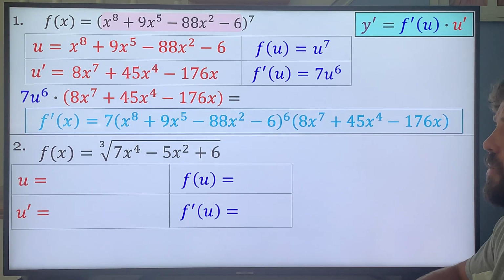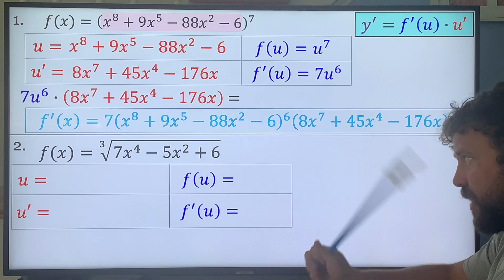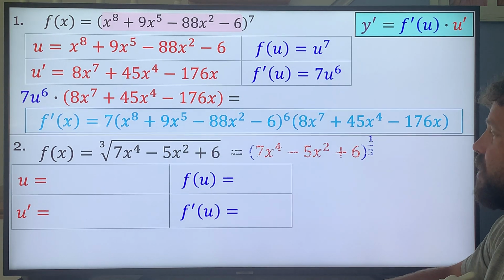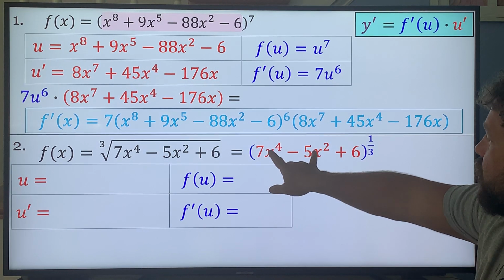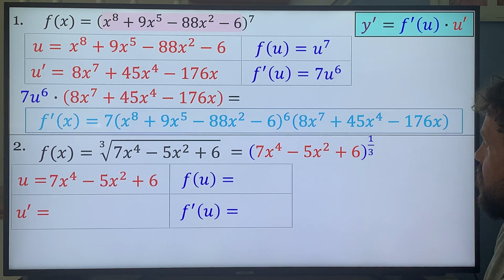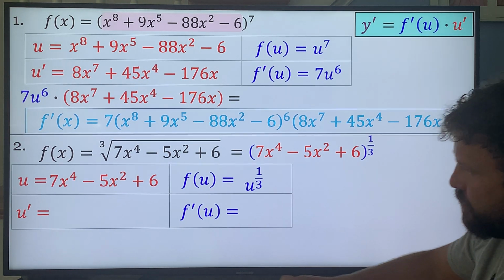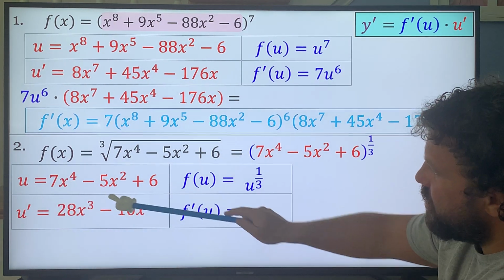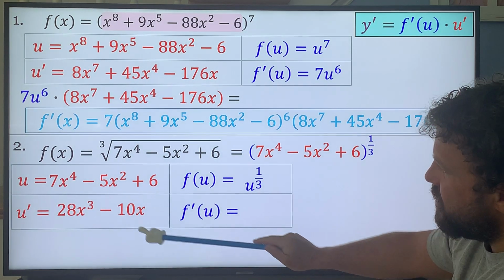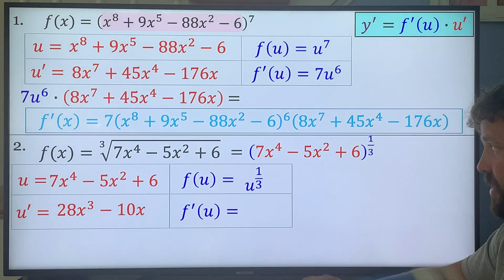Look at problem number 2. You're going to rewrite this. Anytime you have a cubed root, it is whatever that is to the 1/3 power. Once again, the inside is your u. The u to the 1/3 is your outside function. The derivative of u is 7 times 4x to the 3rd minus 5 times 2x plus 0, which is 28x cubed minus 10x.